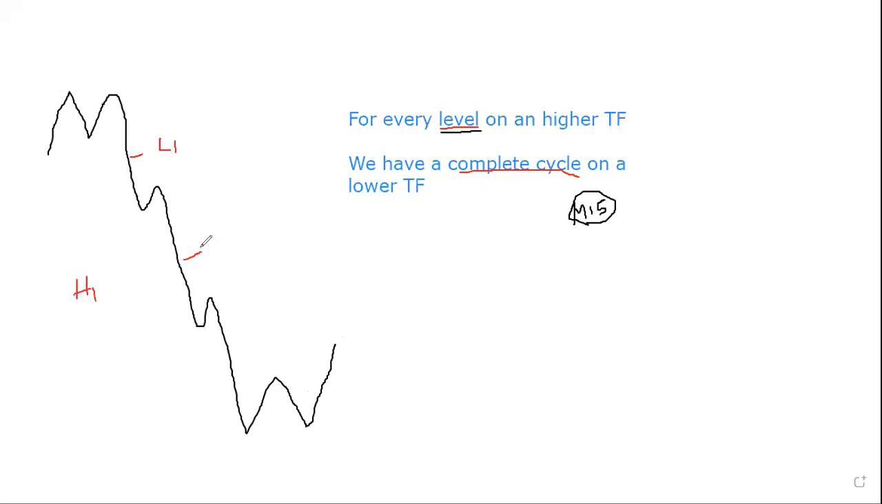This is level 2. This is level 3. Now, if we want to relate this to 15 minutes, this is 1 hour, right? And we want to relate it to a lower time frame, which is 15 minutes, right? Are we following? Let me draw the 15 minute cycle here. Let me use blue for the 15 minute cycle. Now, this is the 15 minute cycle.